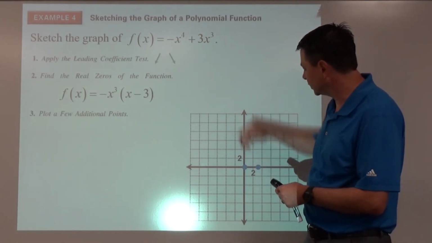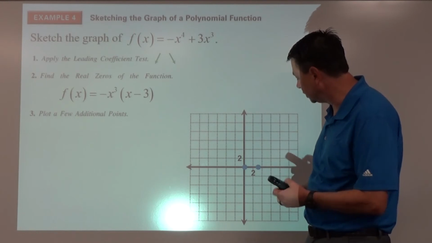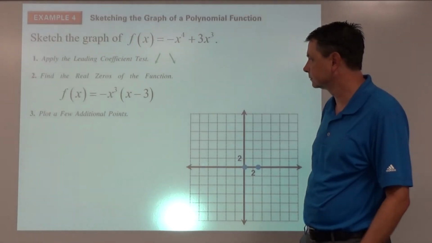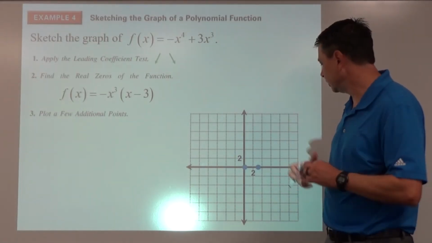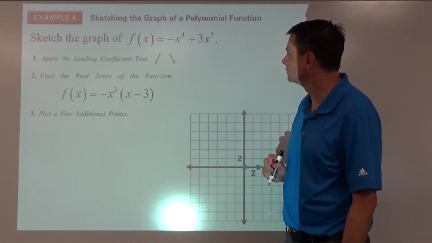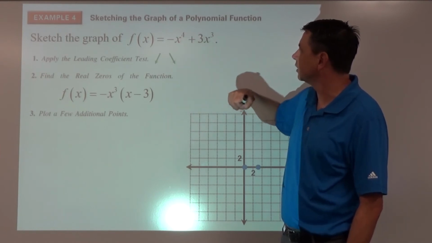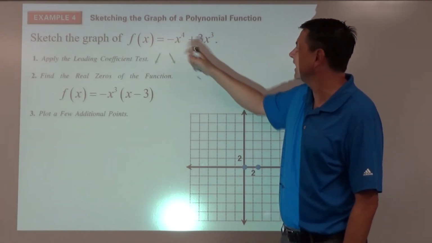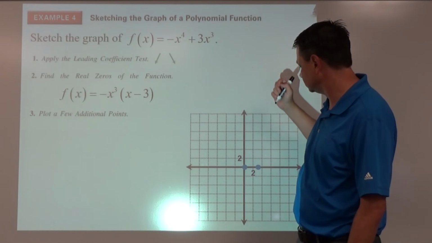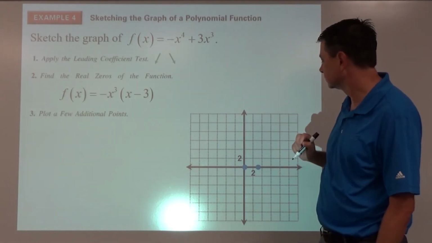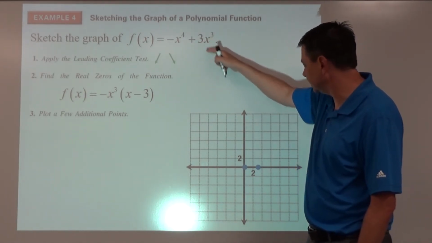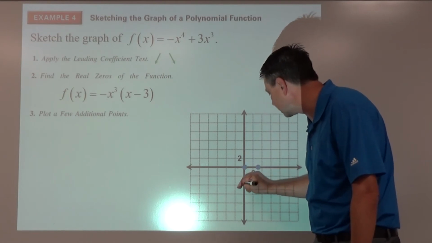That may not be enough because we don't really know what else is happening for us to be starting low and ending low. So maybe we plot a few extra points. So we could plug in negative 1. So raise that to the fourth power. 1. Opposite, negative 1 plus 3 times negative 1. So negative 1 and negative 3, that makes negative 4. So we can plot a point there, negative 1 comma negative 4.